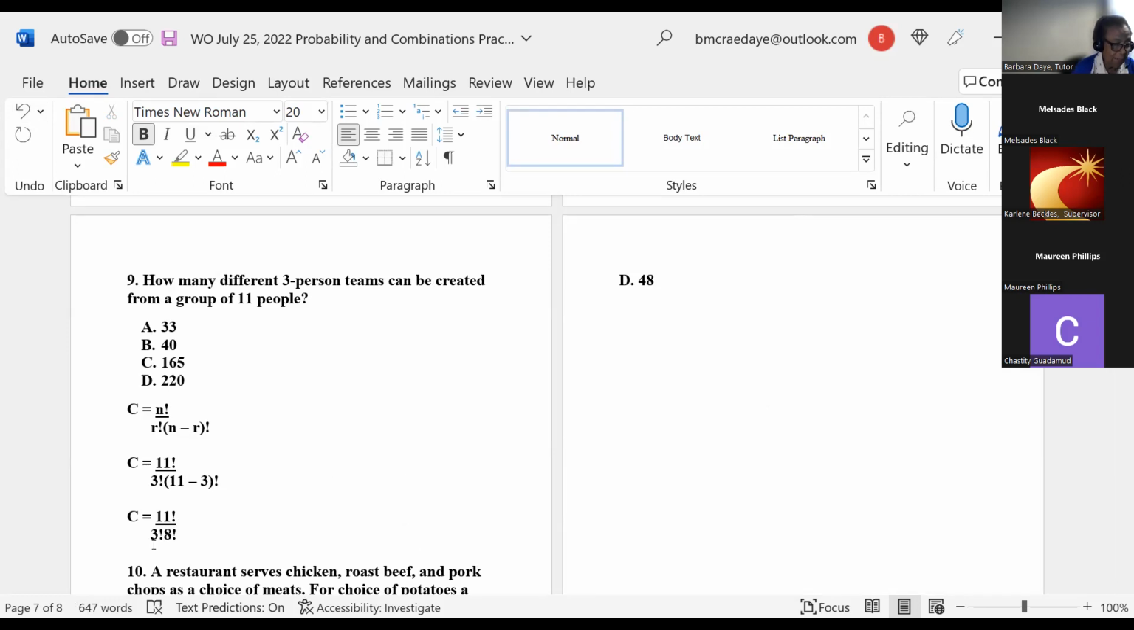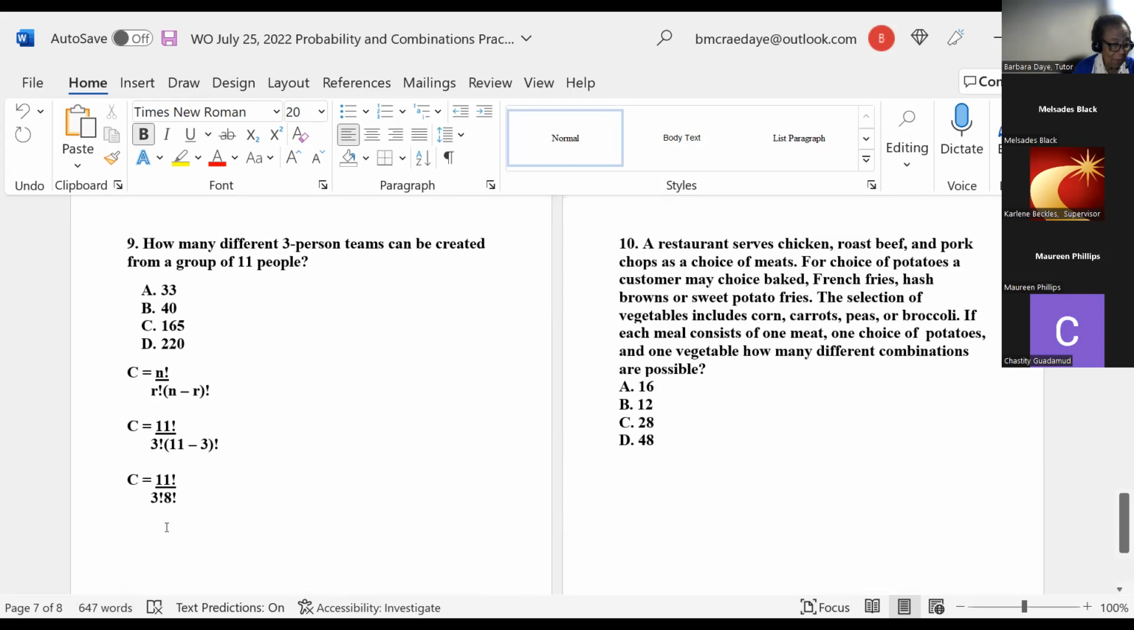And what did I say about the factorials? You can cancel out the 8 from the 11, right? So what do you have left? Cancel the 8 factorial from the 11 factorial. So you'll have 11 times 10 times 9, right?